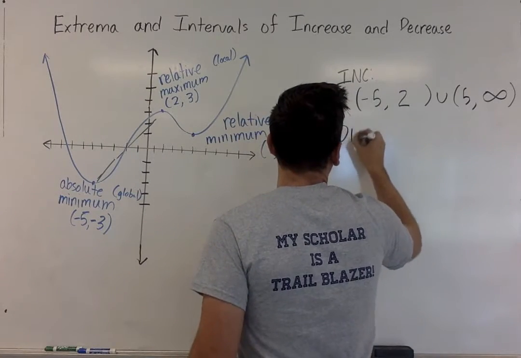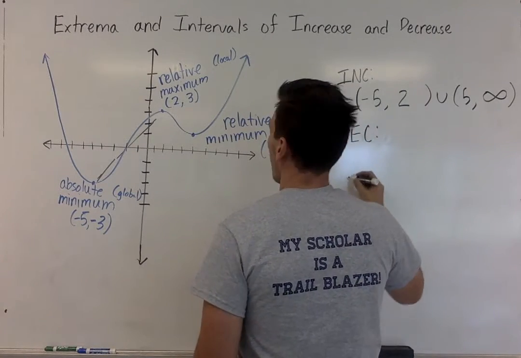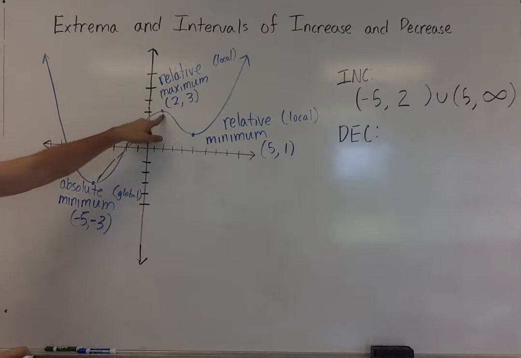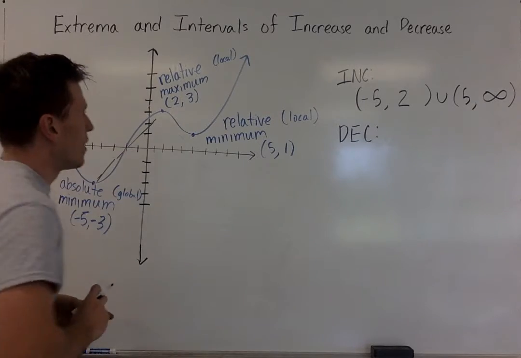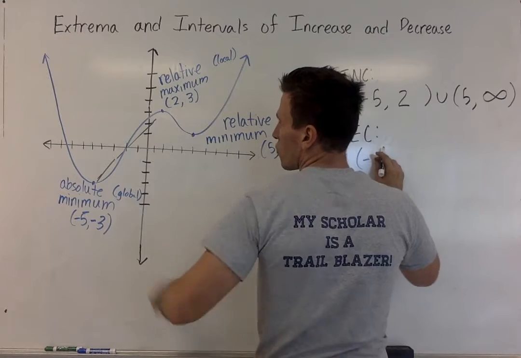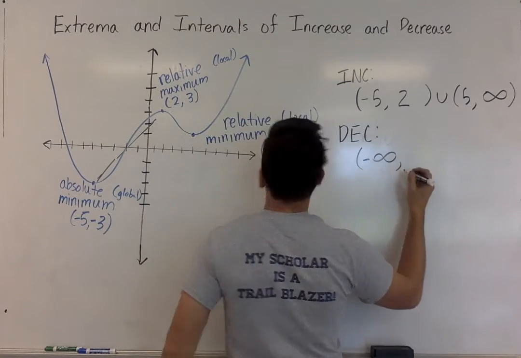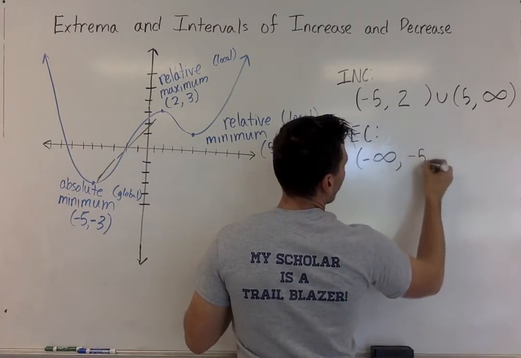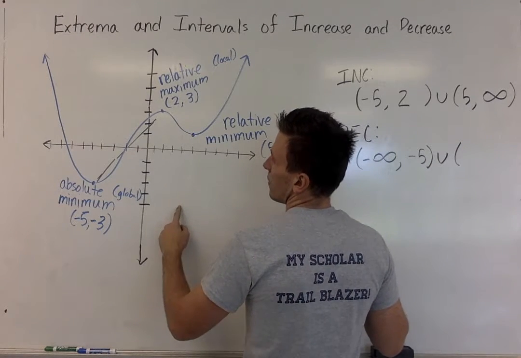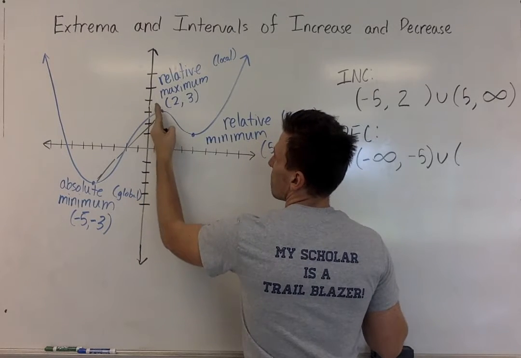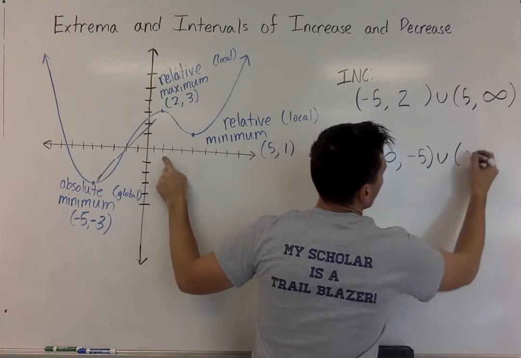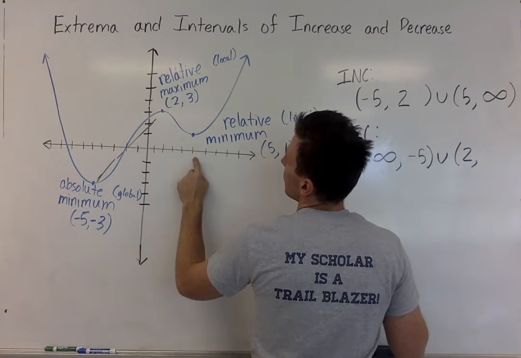Intervals of decrease are going to work in almost the exact same way. Again, there are two places where it's decreasing, one from here down to there, and another in this little tiny space from here to there. So that is going to be from negative infinity until it gets to negative 5. And then the other interval of decrease is going to go from this maximum down to that minimum. So that's from 2 to 5.